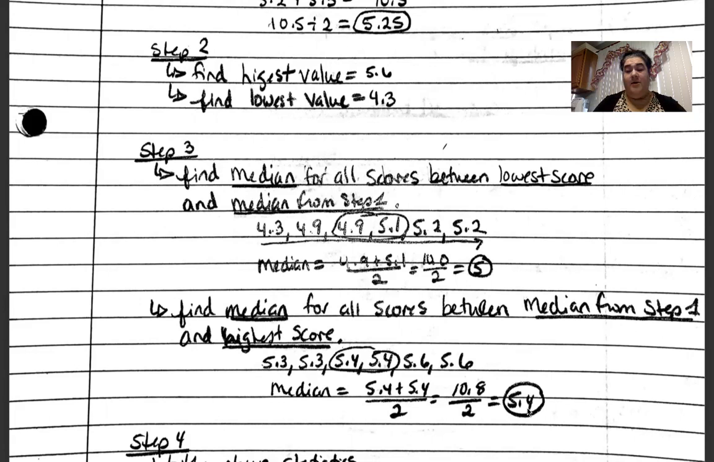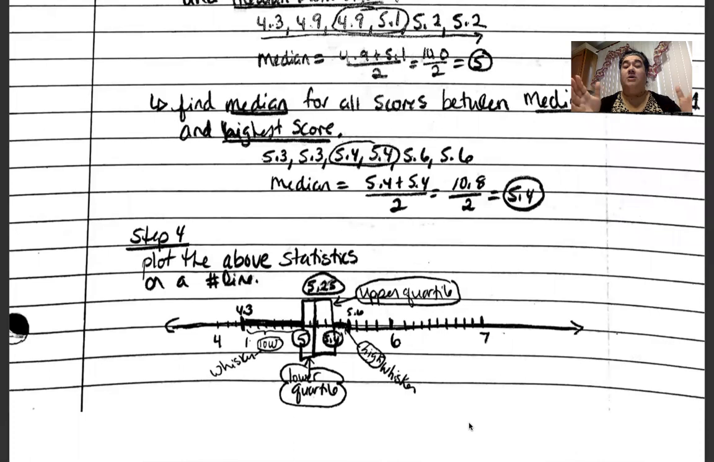In step four, we are now going to commence to plot our data points. We plot our data points basically on a number line, okay? So the first thing you're going to do is plot the median for the entire data set. So that's right here. Here it is, 5.25, the median for the entire data set, okay? Then you're going to plot your lowest point, and you're going to plot your highest point, okay?